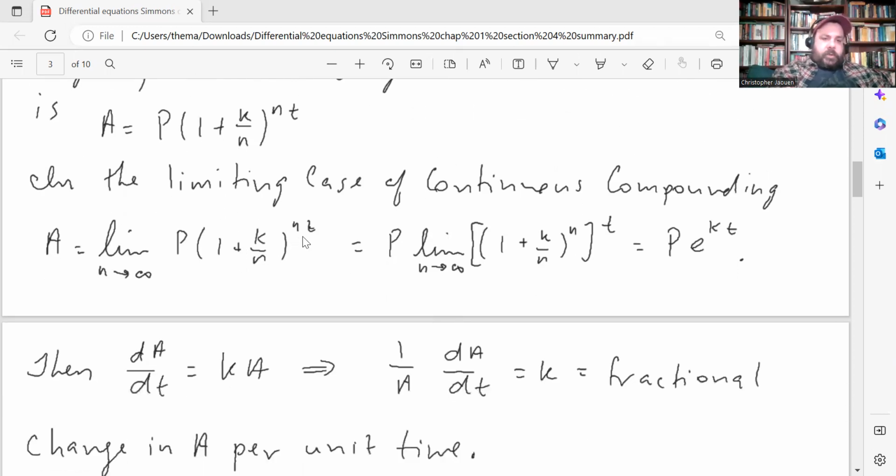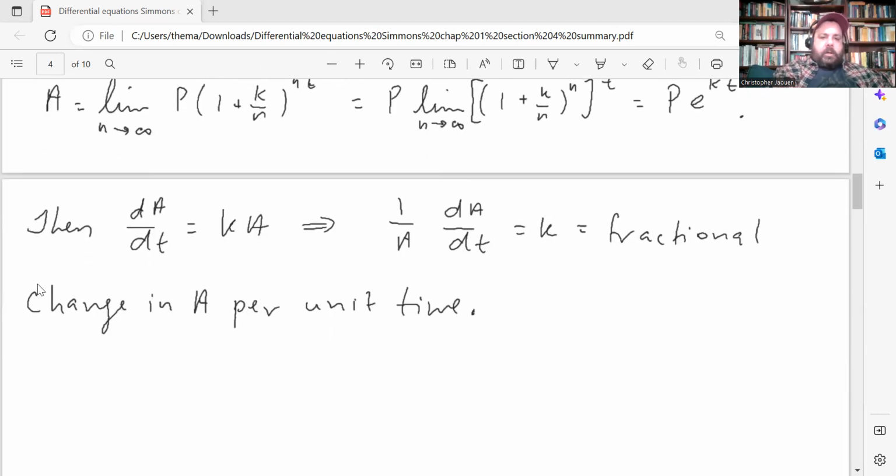Okay, so in that case, A is equal to the limit as n goes to infinity of this expression here, and then using the properties of limits and the definition of the number e, A is equal to P times e to the kt when you take the limit. All right, so we get this exponential growth model here.